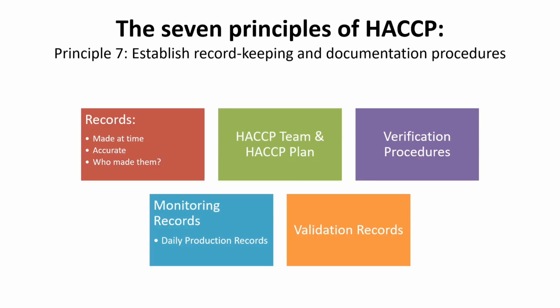And Principle 7. Establish documentation concerning all procedures and records appropriate to these principles and their application. You will determine what records are needed to show that the critical limits have been met, and the HACCP system is in control. Address regulatory requirements and include records from the development of the system and the operation of the system. Some of the records to maintain for the HACCP system should include, for example, HACCP team, HACCP plan, verification procedures, monitoring, validation records, and daily production records.